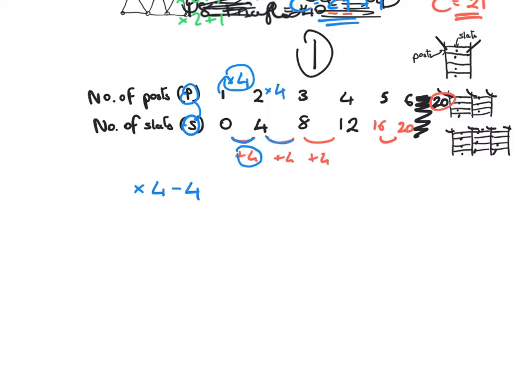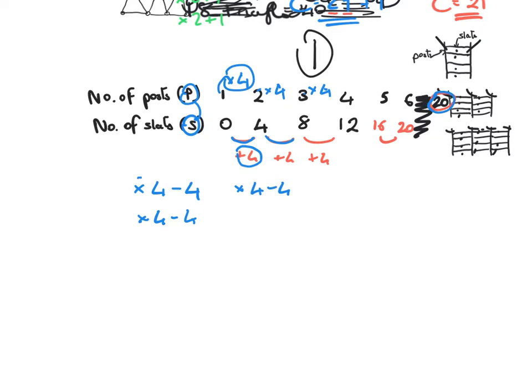Let's try it again. I'm going up in 4s, multiply the top number by 4. 2 times 4 is 8. How do I get to 4? Times it by 4, take away 4. Let's try it for this one. Multiply the top number by 4. 3 times 4 is 12. How do I get to 8? Take away 4, so the rule worked again. Okay, so I can now apply this rule up here.